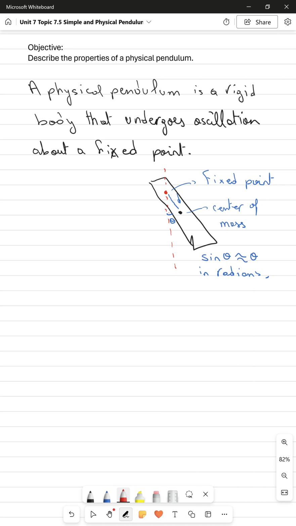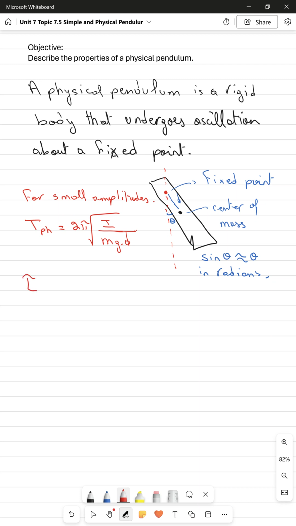So we'll start our derivations. For small amplitudes, I have a small theta. We can find that the period of a physical pendulum will be equal to 2 pi square root of I over mg times d. Okay, from that, right now we are going to derive the torque.